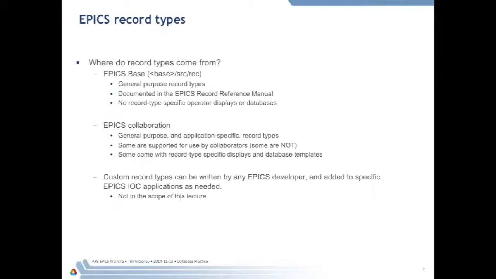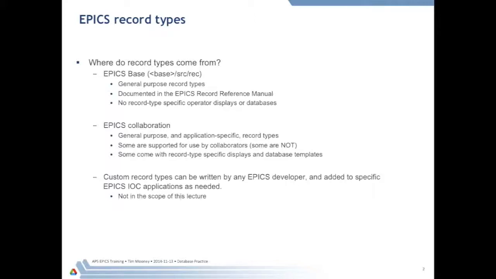So the first thing is, where do EPICS records come from? Most of the records that you use are in EPICS base. There's a number of records that implement the basic data types that are used in writing databases. I'll be going through a whole list of records from base and elsewhere in a little bit. But the general purpose record types are in base, and they're documented in the record reference manual, which I think I have a link to, and you can probably figure out how to get to that. They don't have any displays or databases or examples or anything like that in base. Base is mostly just the code.